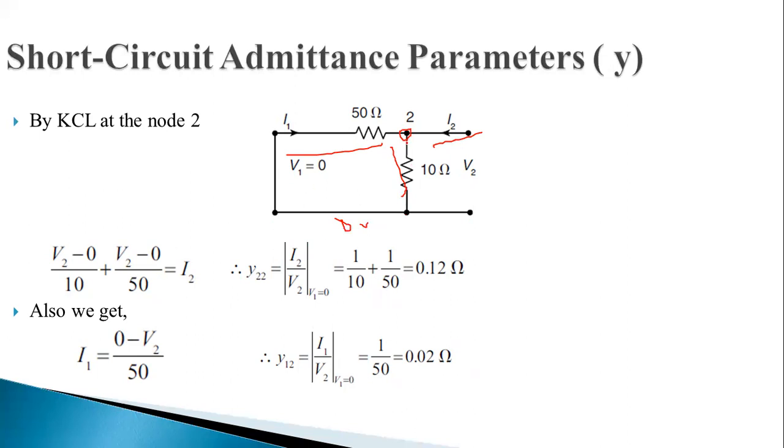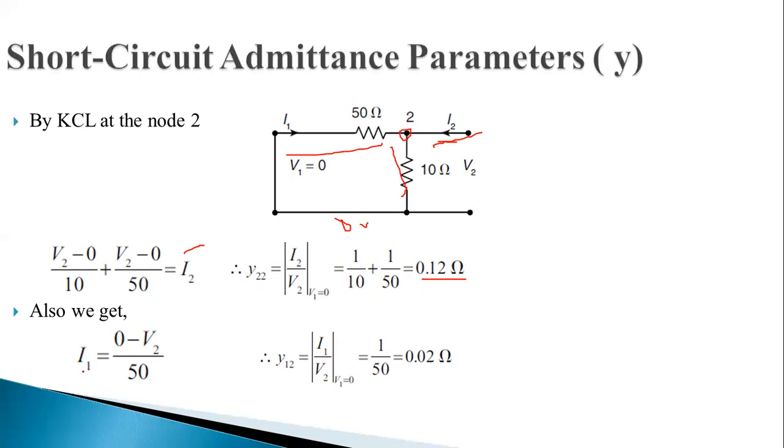Similarly, V2 minus 0, again grounded, upon 50 equal to I2, that is the current flowing through this circuit. So I will get the equation Y22 equal to I2 by V2 with respect to V1 equal to 0. I need to just solve this equation. So with respect to this, V2 by 10 plus V2 by 50. If I add these, making V2 common, it is 1 by 10 plus 1 by 50 equal to 0.12 mho. So this is my Y22.